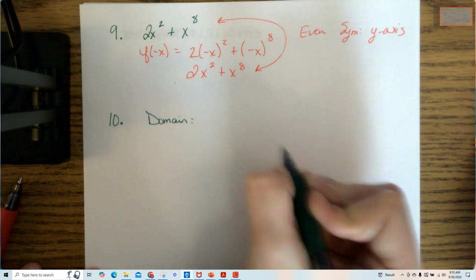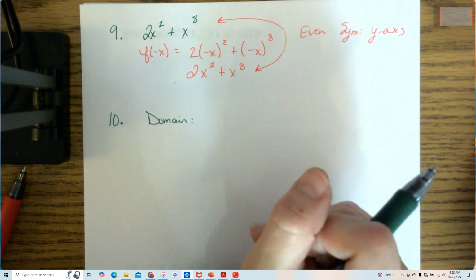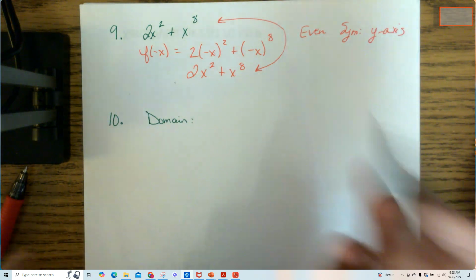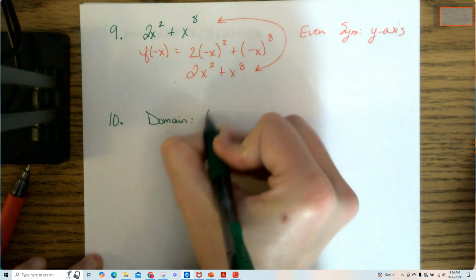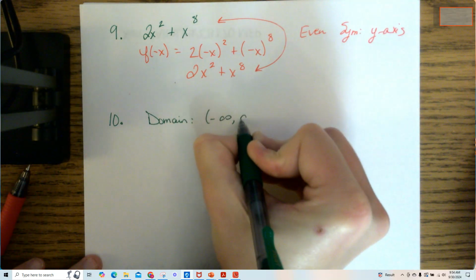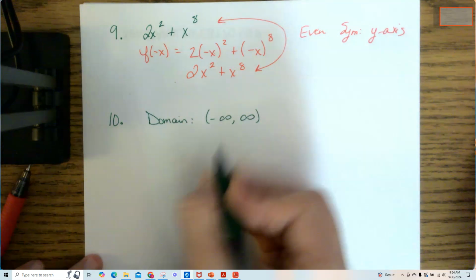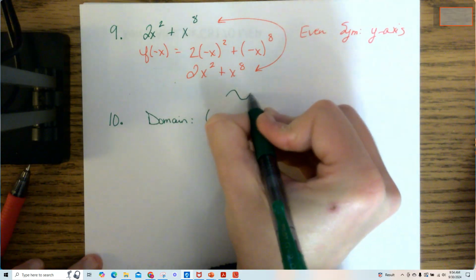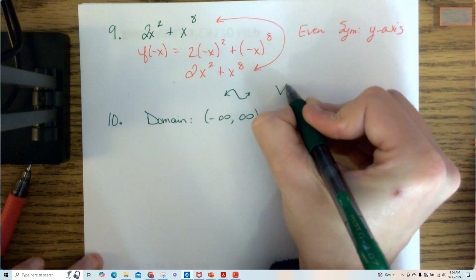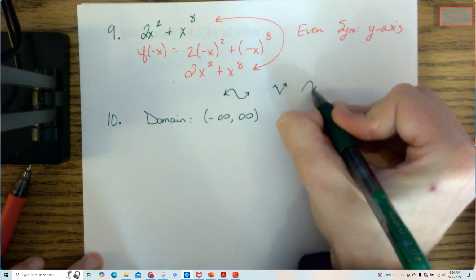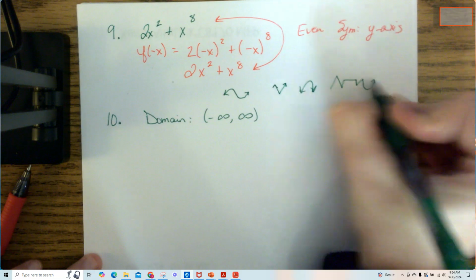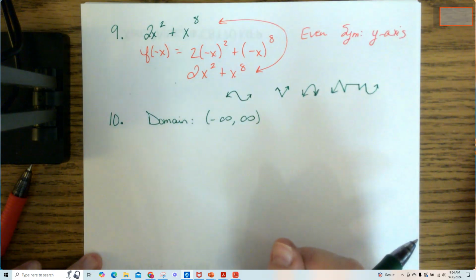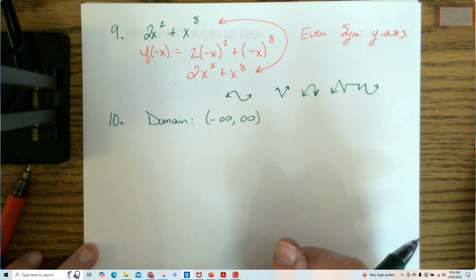Are the ends arrows? Yes. If both ends are arrows, it does not matter the shape of the graph. It's negative infinity to positive infinity. So it could look like this, it could look like this, it could look like this. Domain is negative infinity to positive infinity.